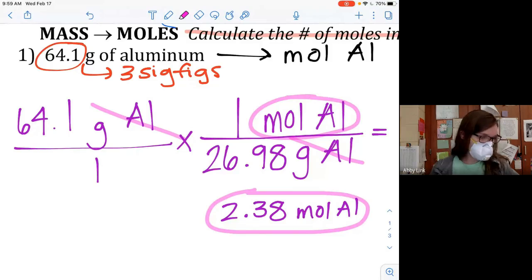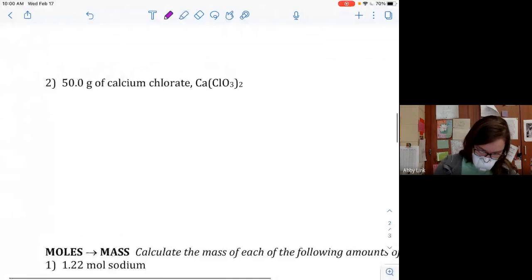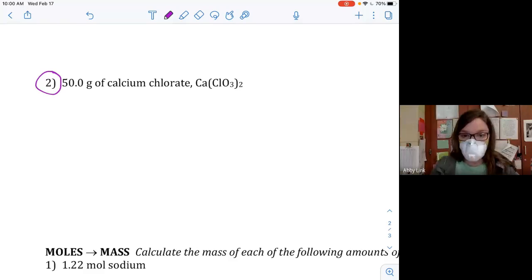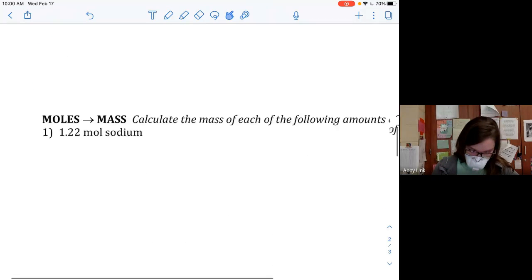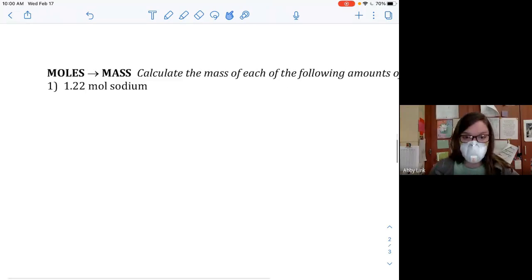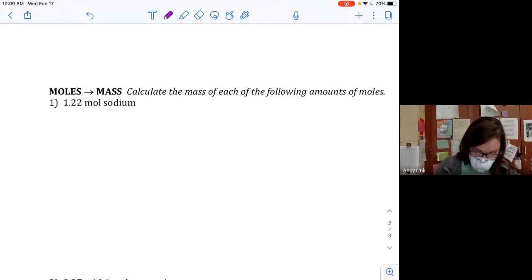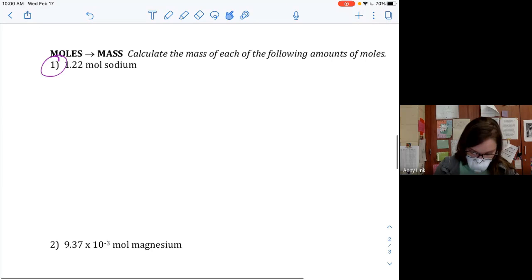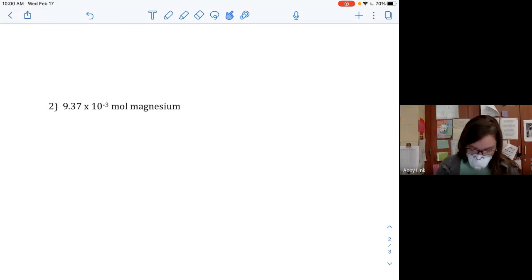All right, guys, let's slide down to question number 2, the 50.0 grams of calcium chlorate. You'll be responsible for that one; you guys do that on your own. Okay, let's slide down to the moles to mass section. Let's go ahead and assign you guys number 1 on your own, and I'll go ahead and do number 2 under the moles to mass section with you, with the 9.37 times 10 to the negative third moles magnesium. We'll tackle this one together because it's in scientific notation, and sometimes that kind of throws people off a little bit.